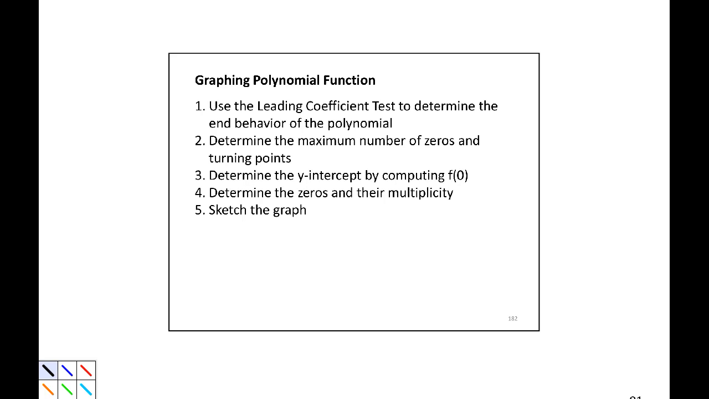Number three, determine the y-intercept by computing f of 0. Remember, this indicates that we have 0, comma, something. Okay, that'll tell us our y-intercept. Number four, determine the zeros and their multiplicities. That'll tell us the behavior at each of those zeros. And then last, sketch the graph.